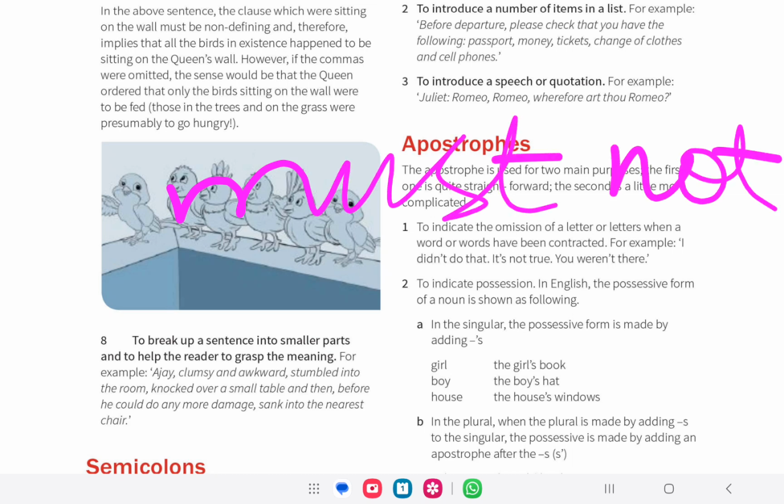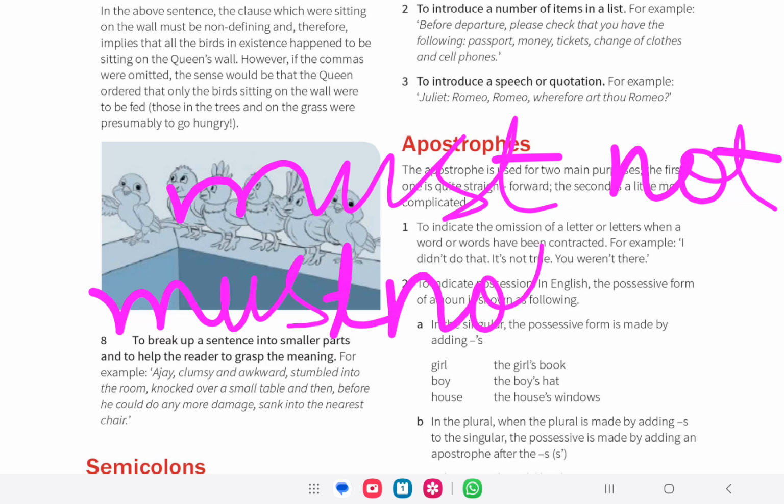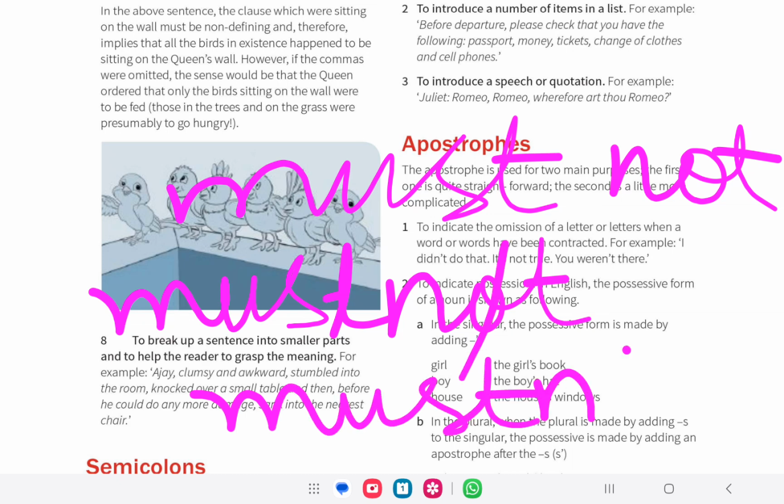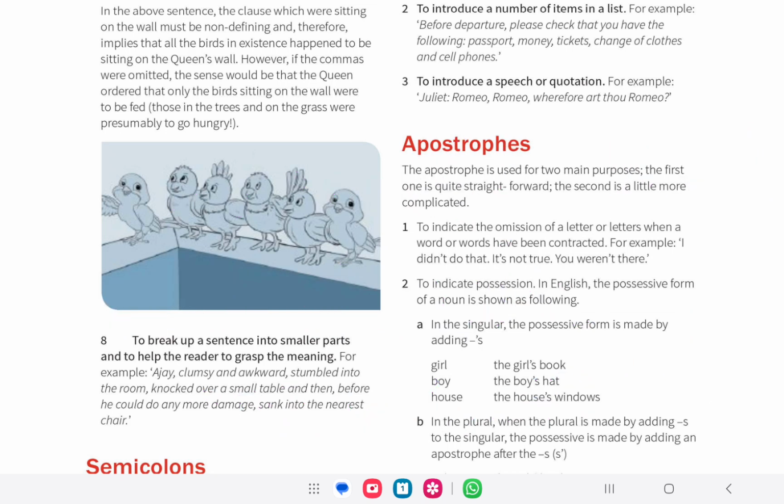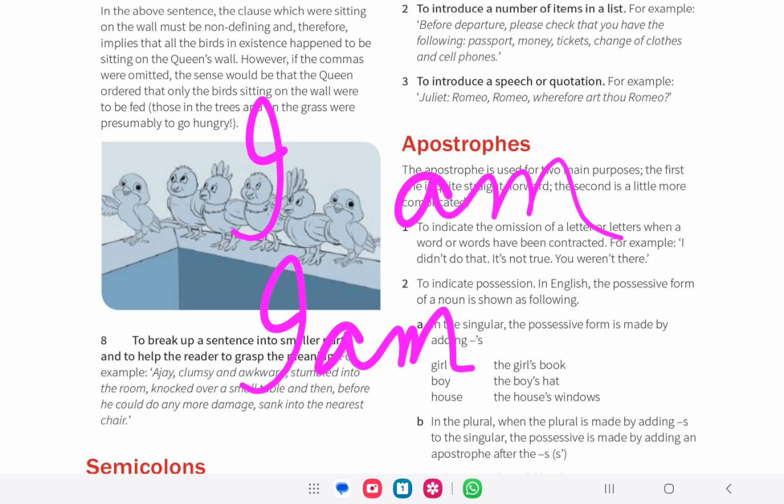Must not. When we make a contraction, first of all we bring them closer. After that we omit this o, and instead of that we put an apostrophe there. That becomes mustn't. Then we have, let's say, I am. When we make its contraction, we bring them closer, and we remove this a and it becomes I'm.